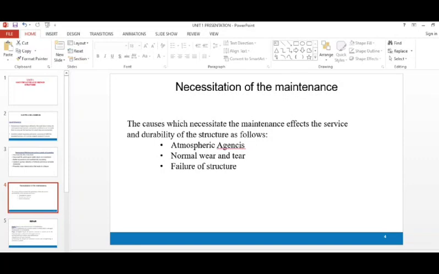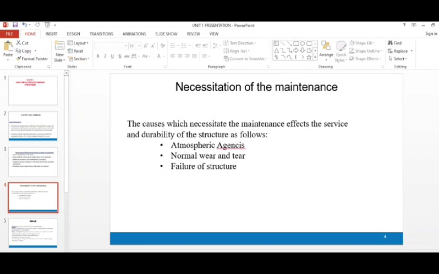So what is preventive maintenance? By the name itself, we can understand it is maintenance work done before the defect occurs. If we do the maintenance before the defect occurs, that kind of maintenance we call preventive maintenance. It includes a thorough inspection, planning the program of maintenance, and then executing the work. It depends upon the specifications, conditions, and the use of a structure.